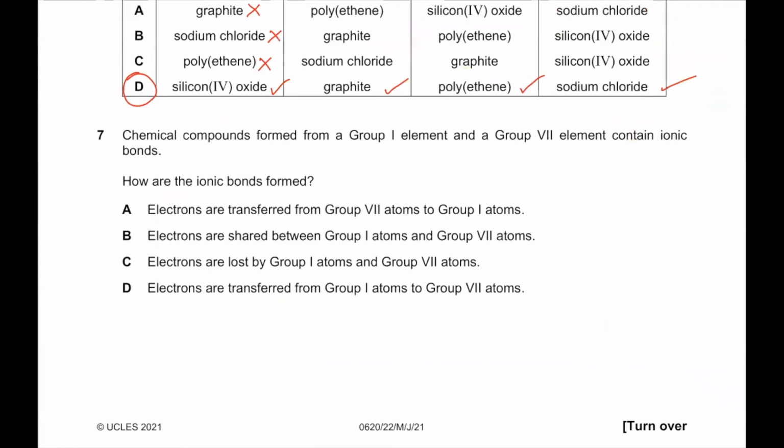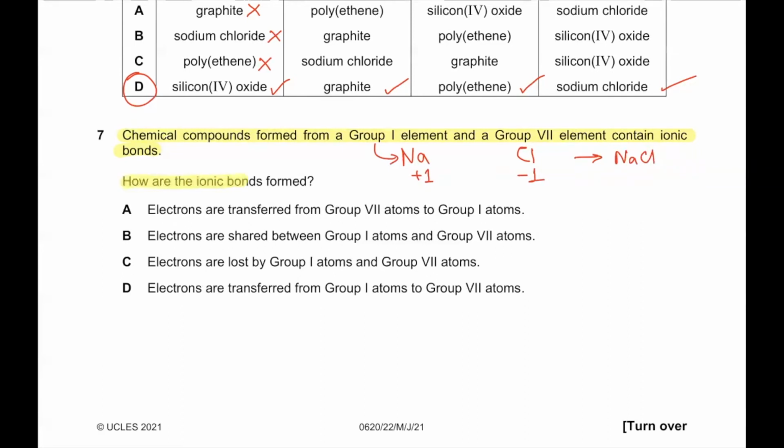Question number 7. Chemical compounds formed from a group 1 element and a group 7 element contain ionic bonds. So let's see an example. If we consider group 1 element sodium and group 7 element chlorine, we know that sodium gives off 1 electron, forms +1, chlorine takes 1 electron, becomes -1, so it forms NaCl. So they contain ionic bonds.